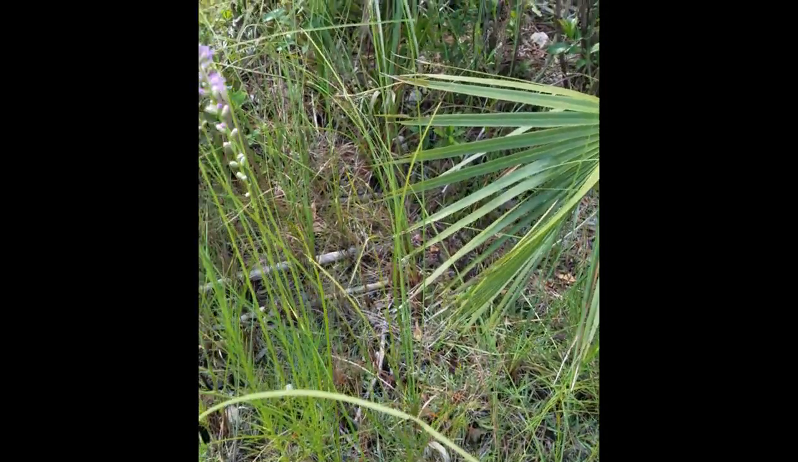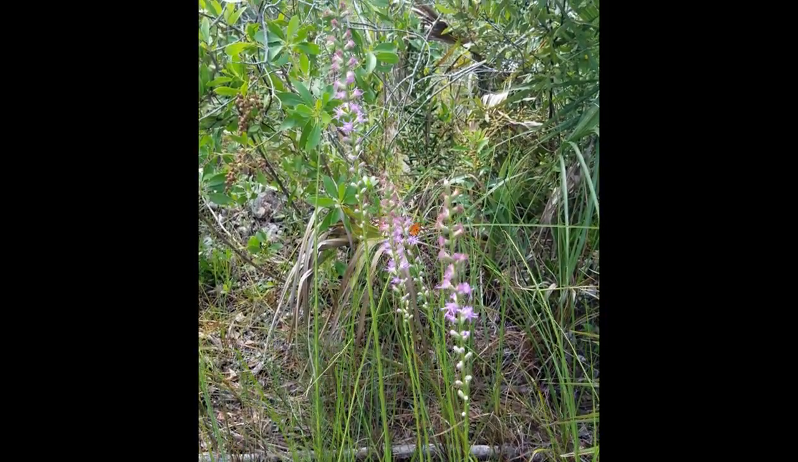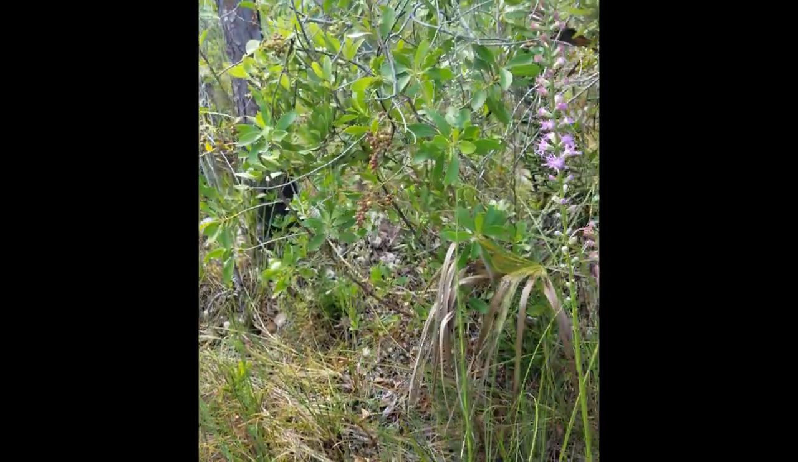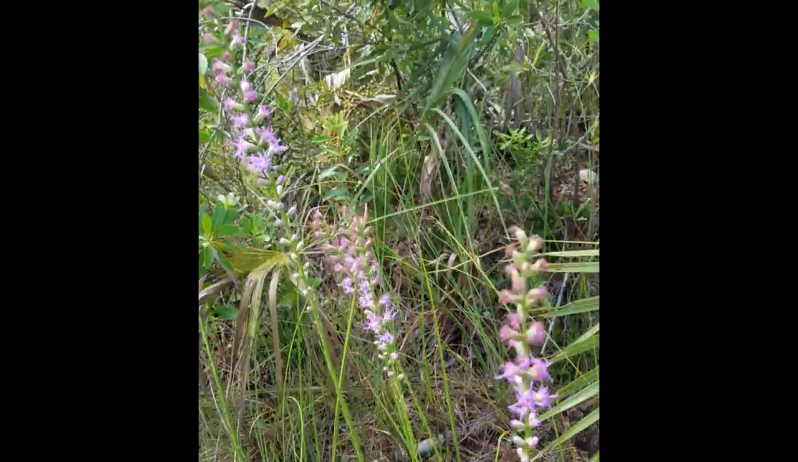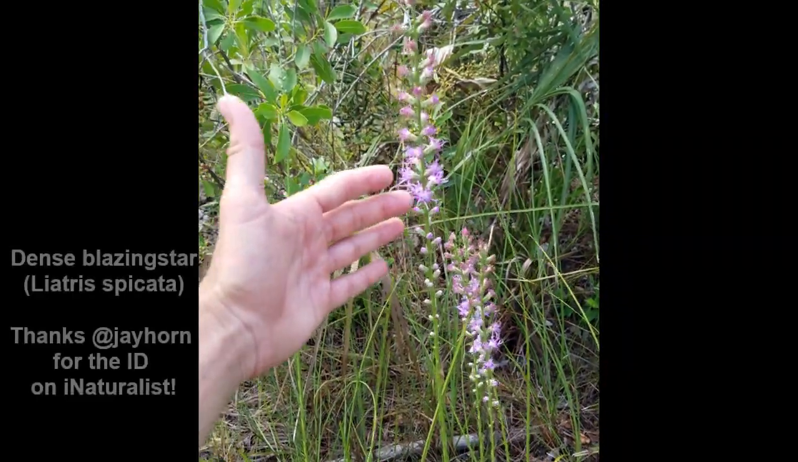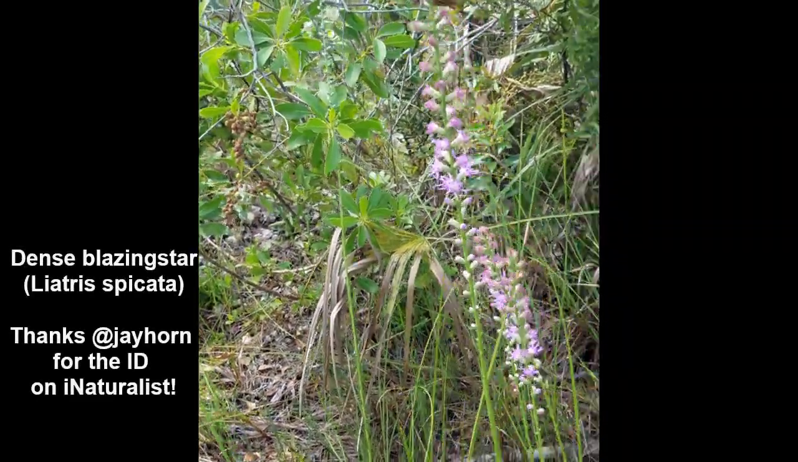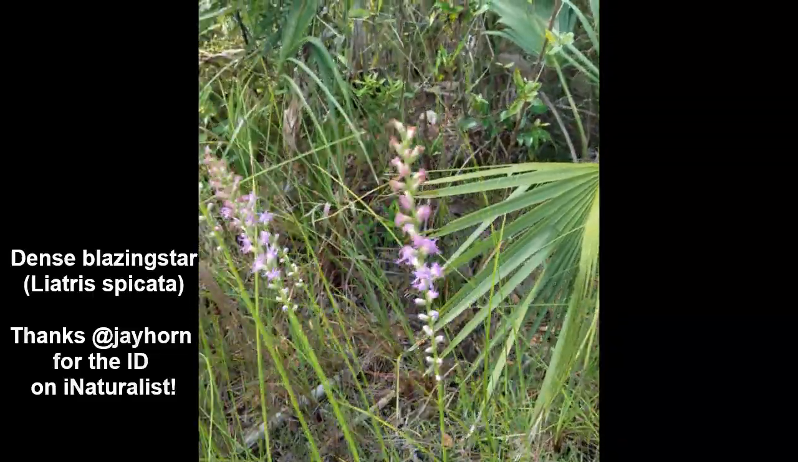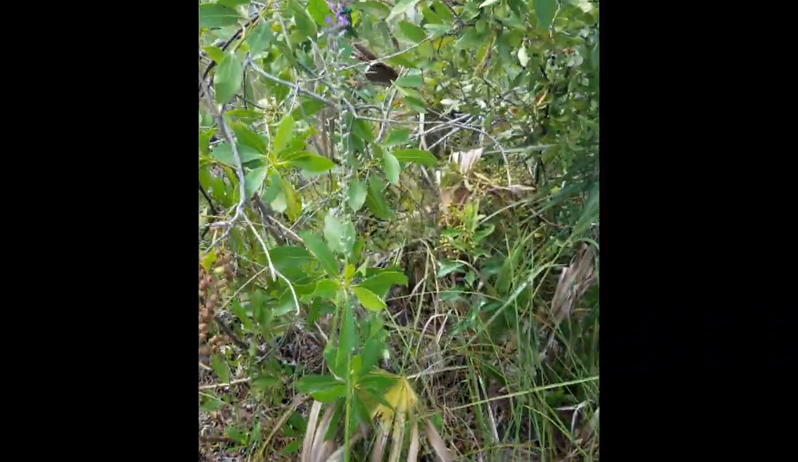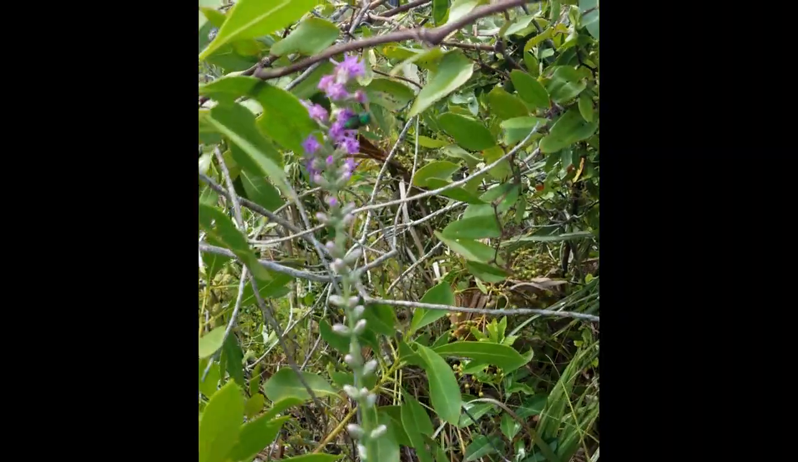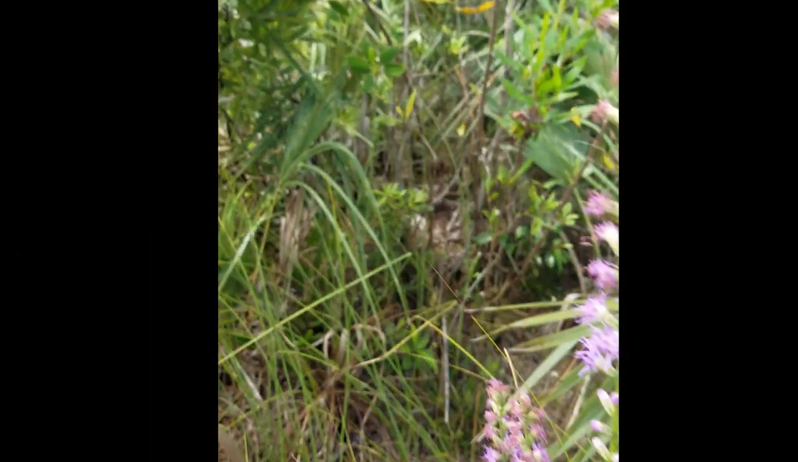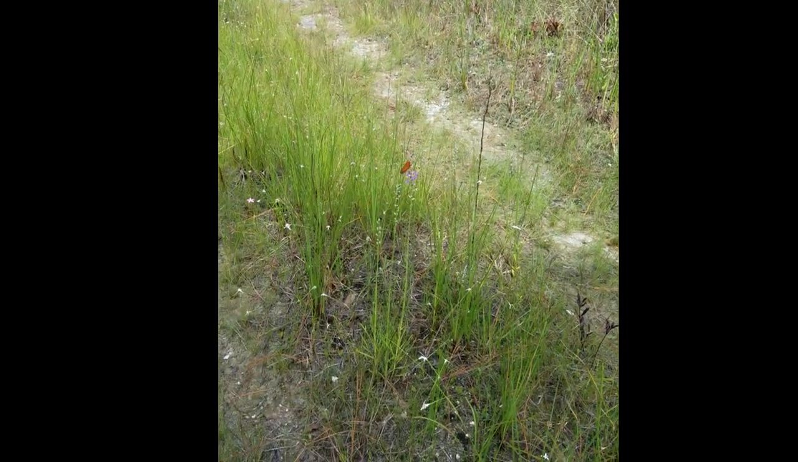And for this next part of the video, I'm going to be talking about pollinators. Hiking along these firebreak trails in the Long Pine Key area, at least during August, you'll see a lot of this plant. It's Liatris spicata, the dense blazing star. It's a little tricky IDing all these different blazing stars, so I got help from Jay Horn, so thanks to him for that. And here's an example of a pollinator you might see, the Euglossa dilemma, known as the dilemma orchid bee. They're not native to Florida, but they're not known to be invasive, and they're bright metallic green.